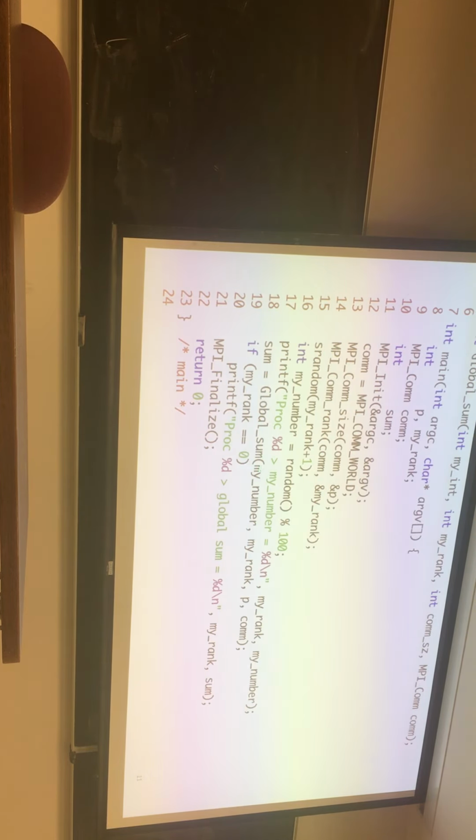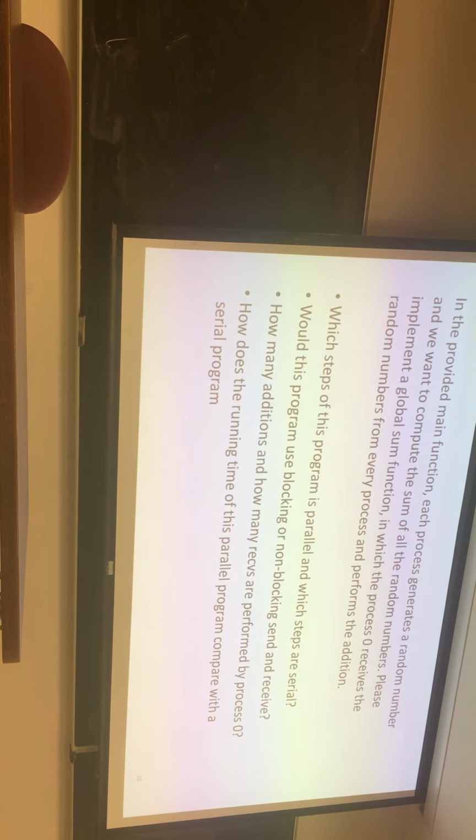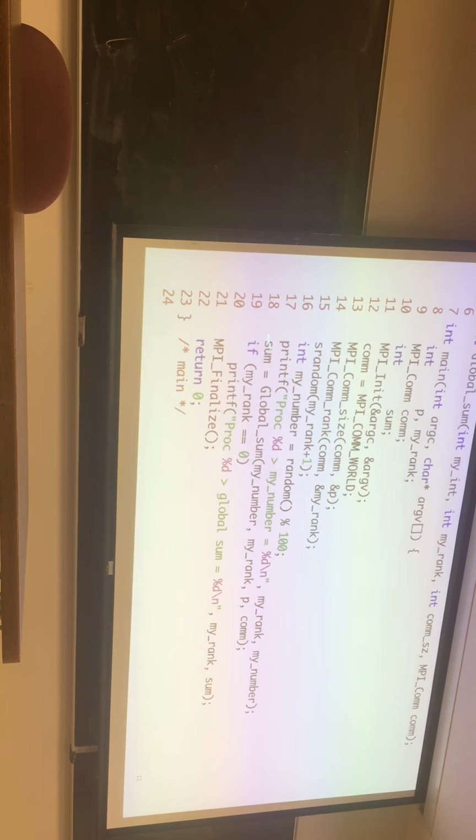Then everyone will call this function, called global sum. Let's say you have 4 processes. These 4 processes will all generate 4 different numbers, and then we want this global sum function to calculate the total of those 4 numbers and assign it to this sum. If the rank is 0, we'll print out the sum, and then we can exit the program. So basically your job is to implement this global sum function.